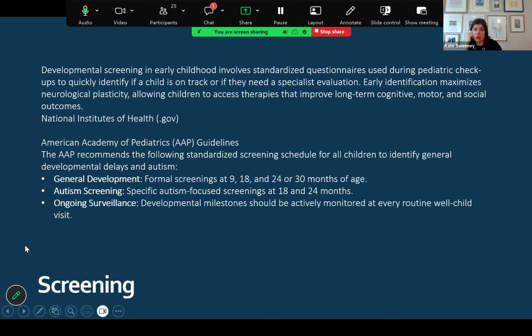The other thing that general routine screenings within either child educational or health settings do is give parents information around what a typical 24-month-old should be doing at this age, or 30-month-old.